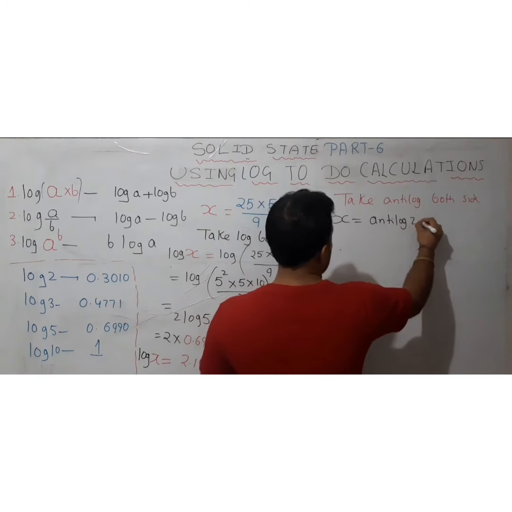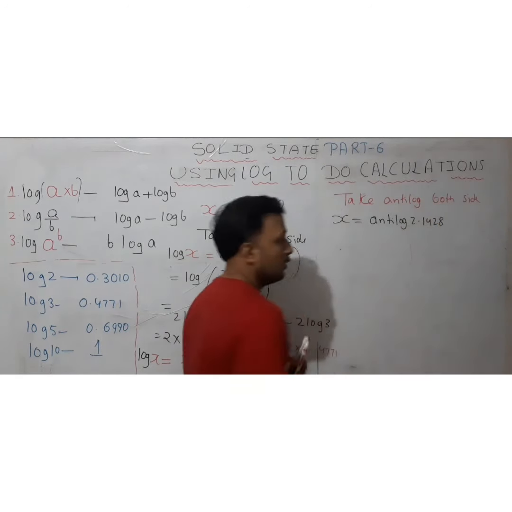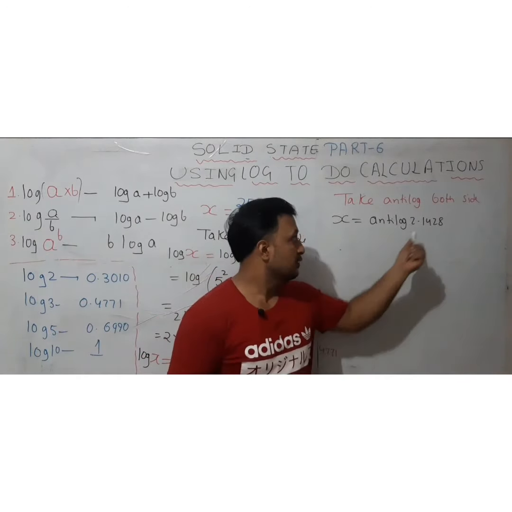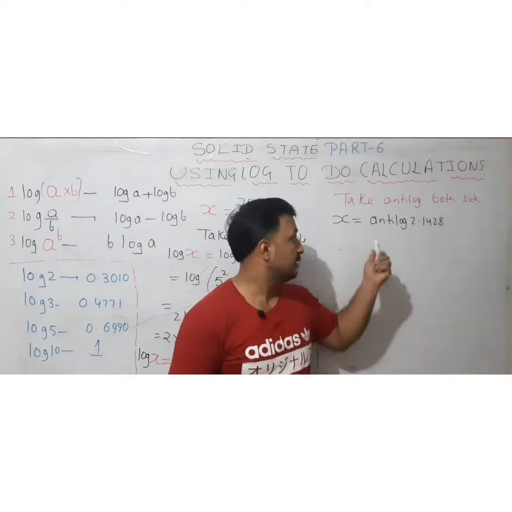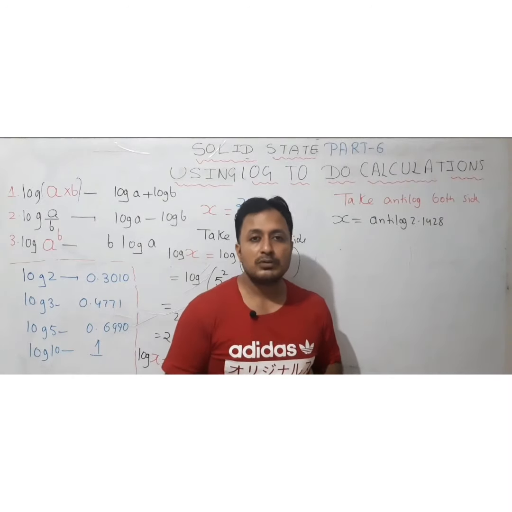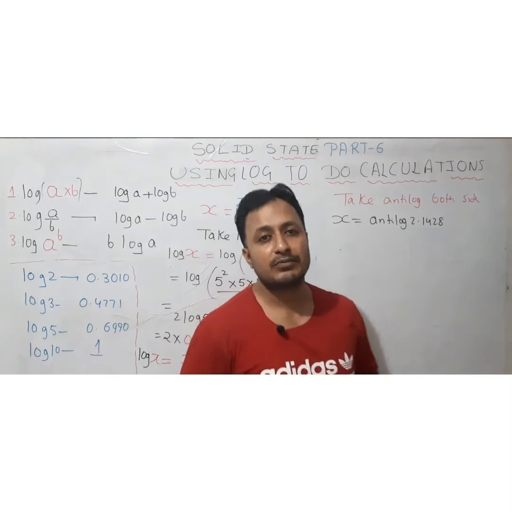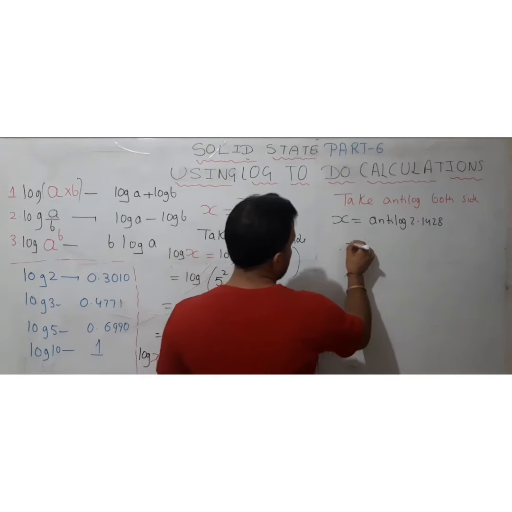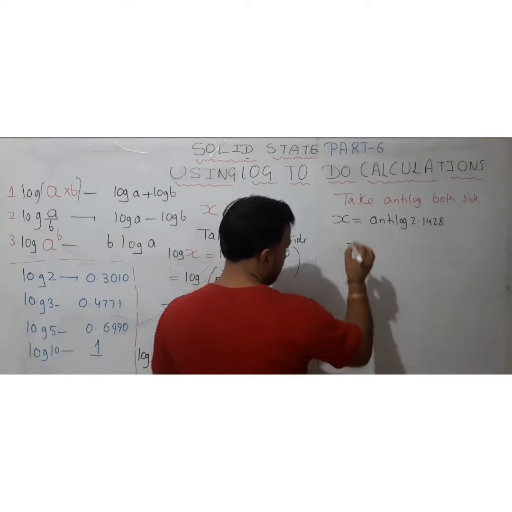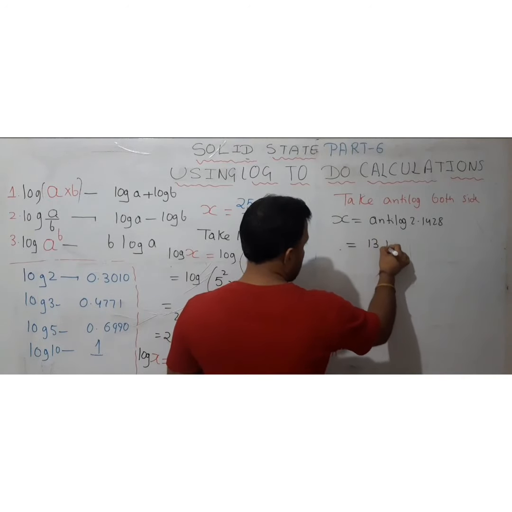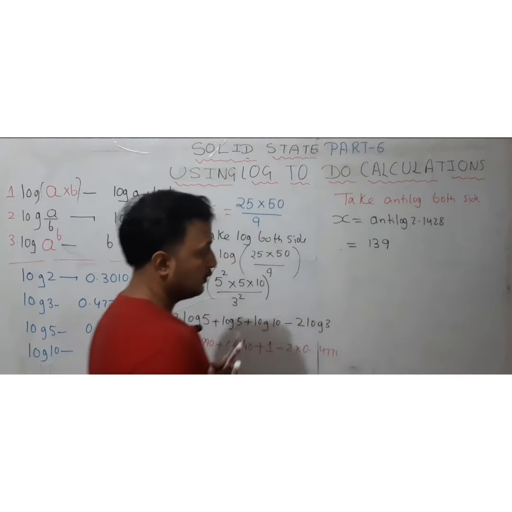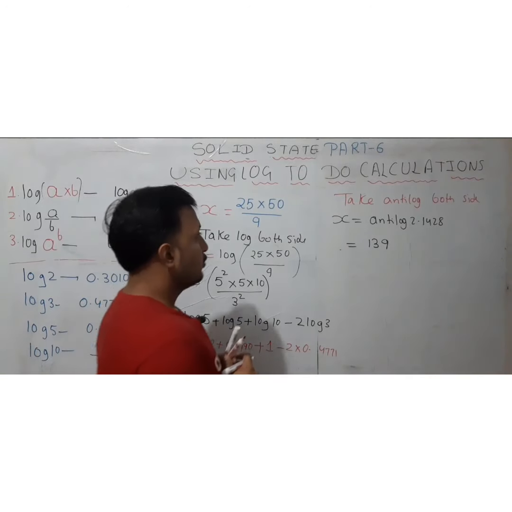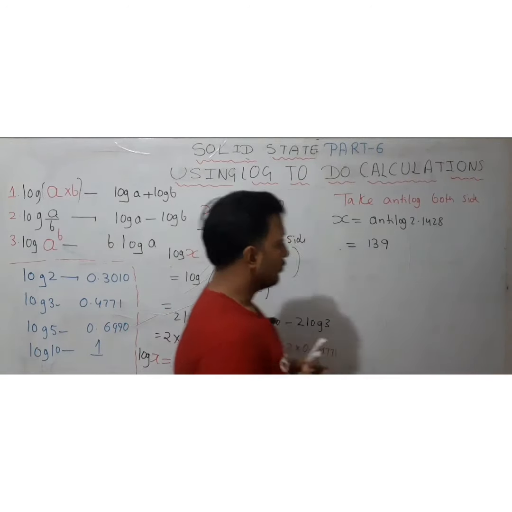Now what you have to do is use the anti-log table. See the value of 2.1428 in the anti-log table. How to use it, again I am saying, I will tell you in the next video. Okay. So when you see the anti-log value here, it comes to approximately 139. Okay. The value will be around 139 approximately. So that is how we have calculated the value.